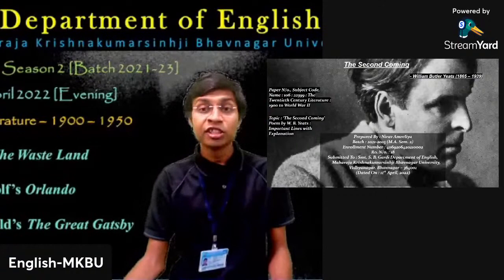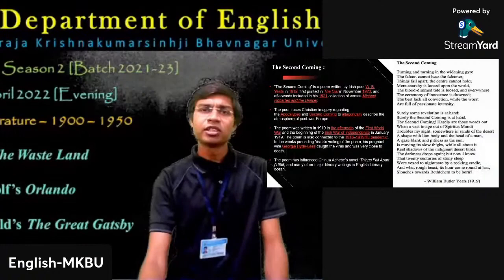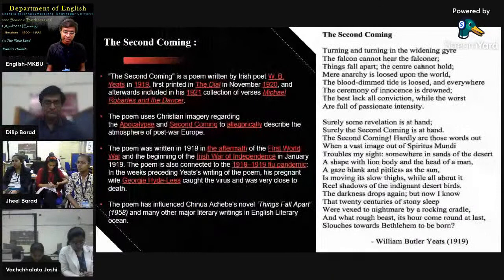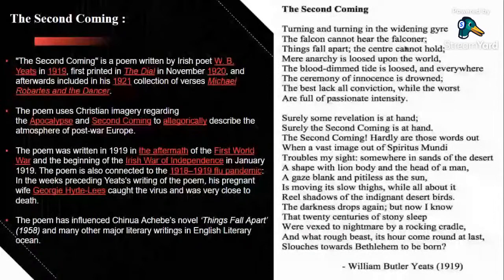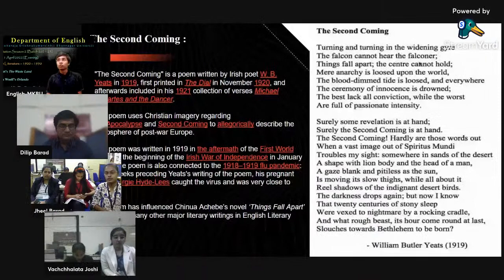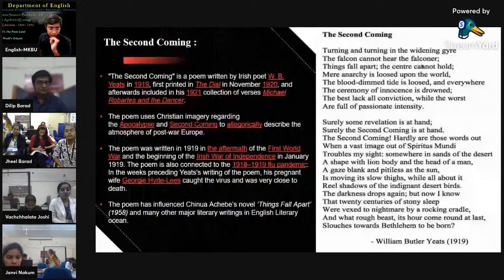So it is the basic idea about the poem The Second Coming. The Second Coming is a poem written by Irish poet W.B. Yeats. So we have to remember he was an Irish poet, and he was a good contributor in the Irish Revolution, which began in 1919, when the poem was first published in The Dial in November 1920, and afterwards included in his 1920 collection of verses Michael Robartes and the Dancer.